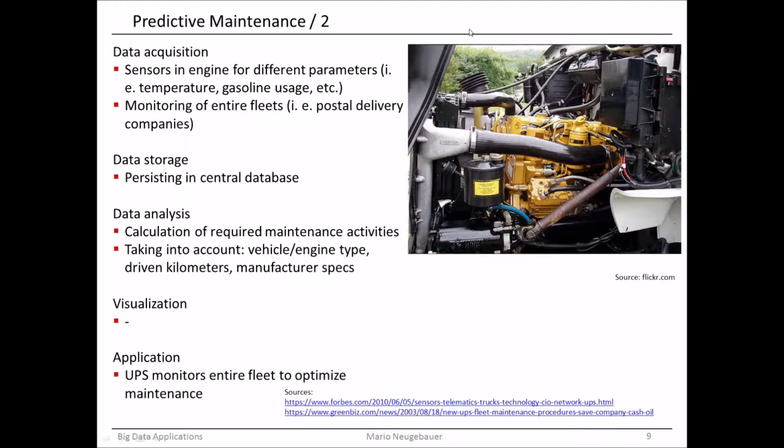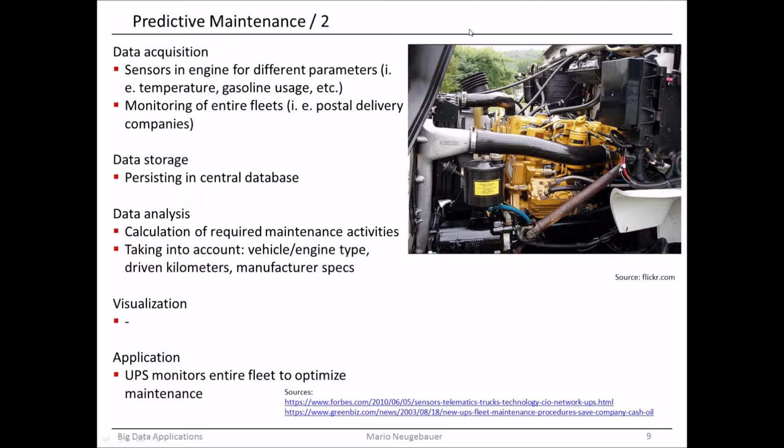Sensors which somehow register the physical situation in your machine, in your plant, in your vehicle. For example, by monitoring the temperature in a machine, or the gasoline usage in a vehicle, or some vibration could be important, for example. And of course, you would not do that only for one machine or one vehicle. You would do it over the entire fleet of vehicles.